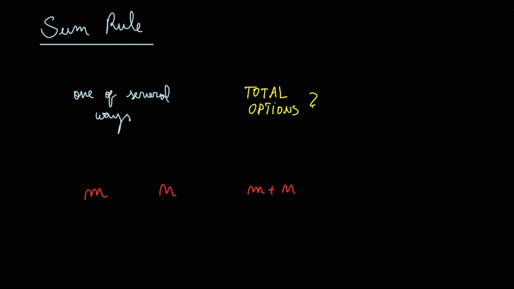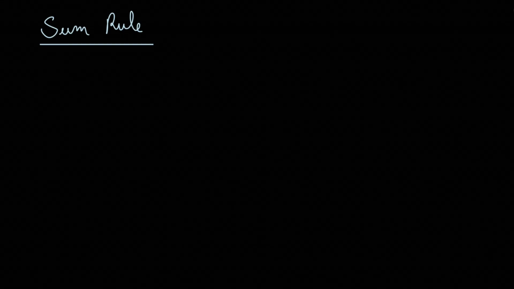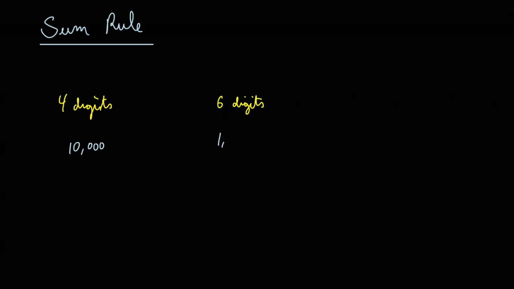But let's explore what non-overlapping options means. Starting simple, suppose a password can be either 4 digits long or 6 digits long. There are 10,000 4-digit passwords and there are 1 million 6-digit passwords. Now think about this. Can a password be 4 digits long and also 6 digits long?